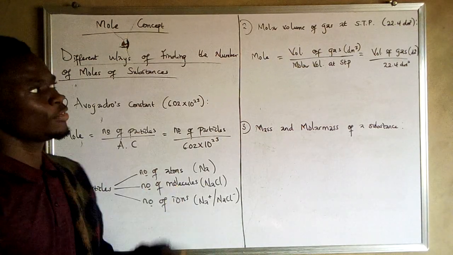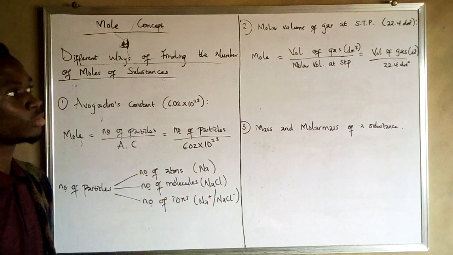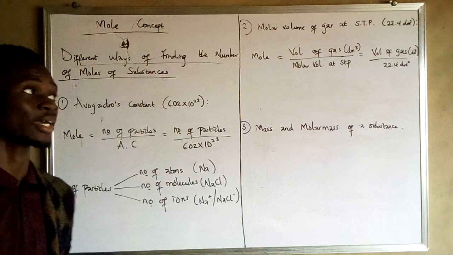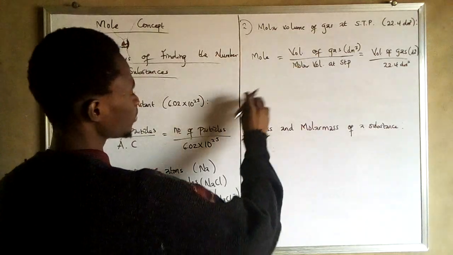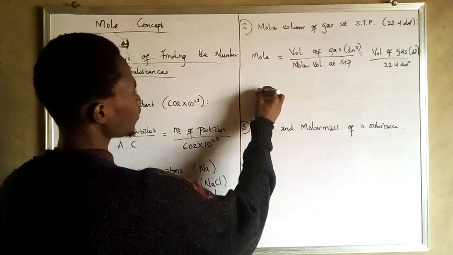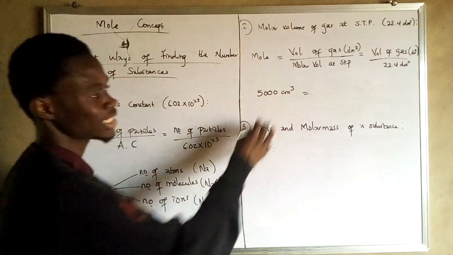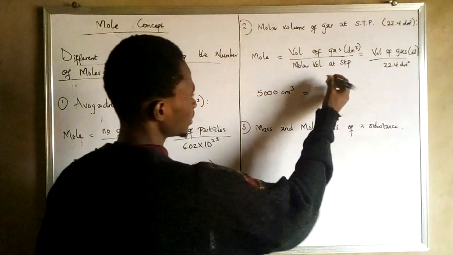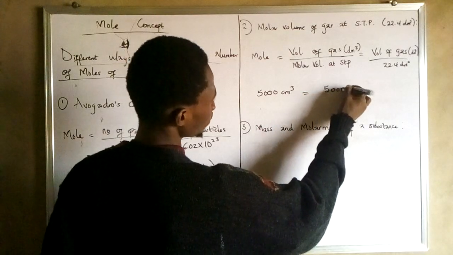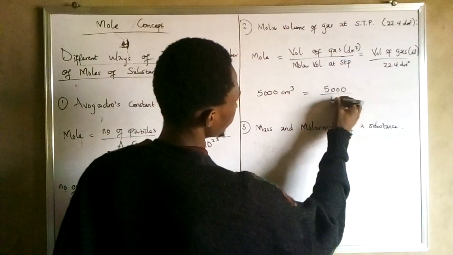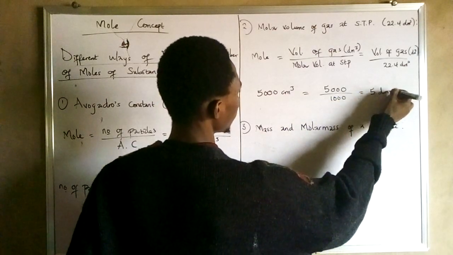So if you are given the volume of the gas in centimeter cube, you can easily convert it from centimeter cube to dm cube. How? Just divide by 1,000. For example, if you have 5,000 centimeter cube, you can convert it to dm cube by dividing by 1,000. It's going to be 5,000 over 1,000, which gives us 5 dm cube.